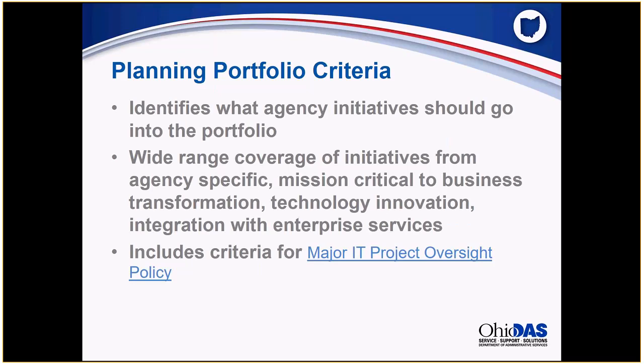This range of parameters starts from agency specific initiatives to mission critical to business transformation initiatives, technology innovation, groundbreaking initiatives, and also any initiative that is integrating with enterprise services like document management or electronic payment or electronic signature. All these are enterprise services. If any agency initiatives are planning to integrate with these, it should be part of the planning portfolio. In the next slide, I will talk in great detail about exactly what those parameters are and how they would guide you step by step on what should go into the planning portfolio.